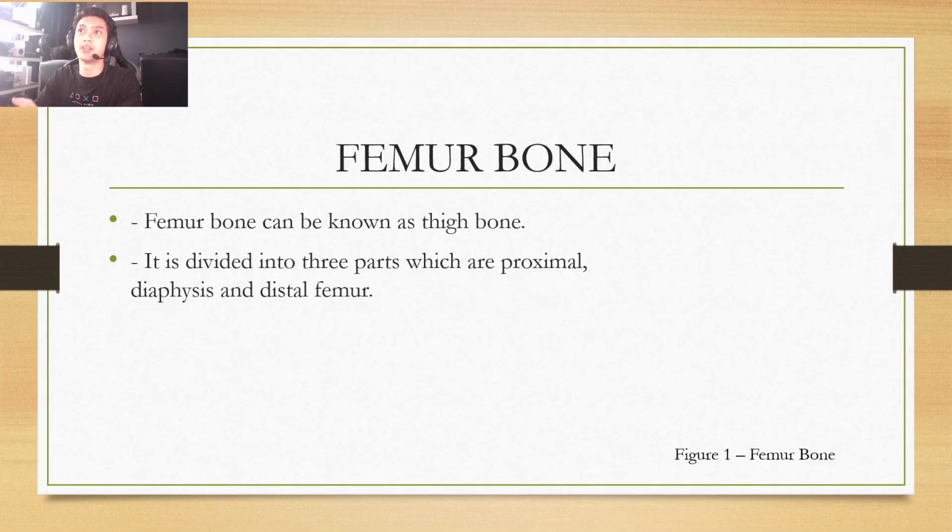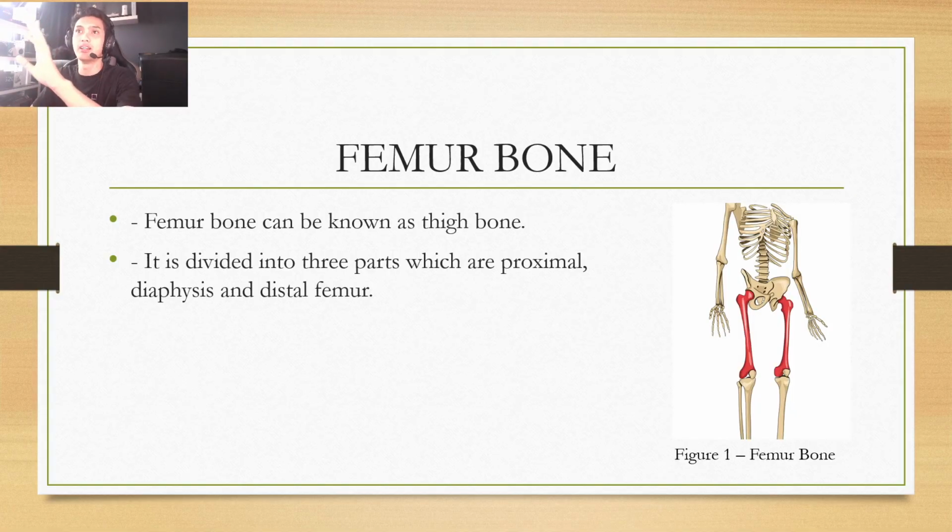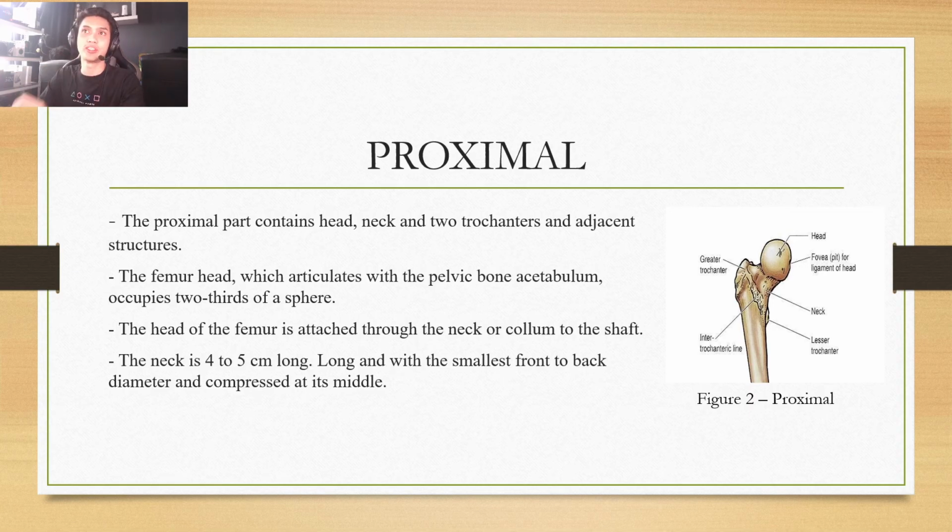This is discussing the femur bone. As we can see, the femur bone is known as the thigh bone. It is divided into three parts, which are the proximal, diaphysis, and distal femur. The first one is the proximal, as you can see in the picture. It contains the head, neck, and two trochanters and adjacent structures. The femur head, which articulates with the pelvic bone acetabulum, occupies two-thirds of a sphere, and the neck is 4 to 5 cm long with a smaller front-to-back diameter and compressed at its middle.